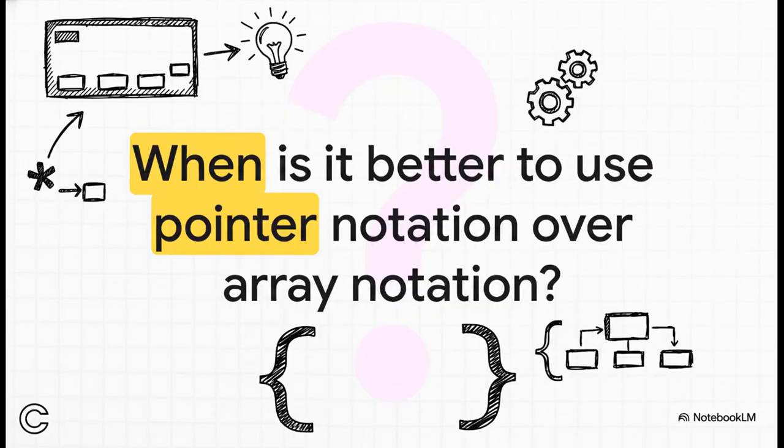And that's a wrap on this explainer. You now have the core logic you need to really master pointers and arrays in C. But it leaves you with a bigger question to think about, one of style and performance. Now that you know they do the same thing, when should you actually choose the raw power of a pointer over the simple readability of an array?